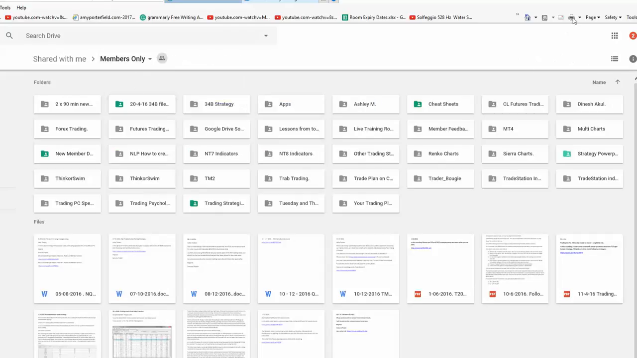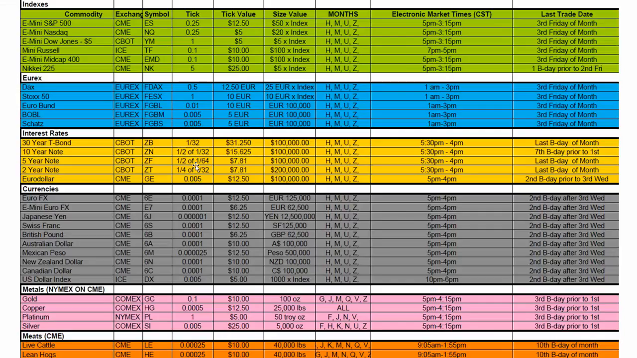So I just wanted to point that out. Now back to the general slide here. Okay, so on the currencies, please note the Euro FX and the yen, for an example, showing 12.50. That's now been halved to $6.25 per tick. So there are some changes.